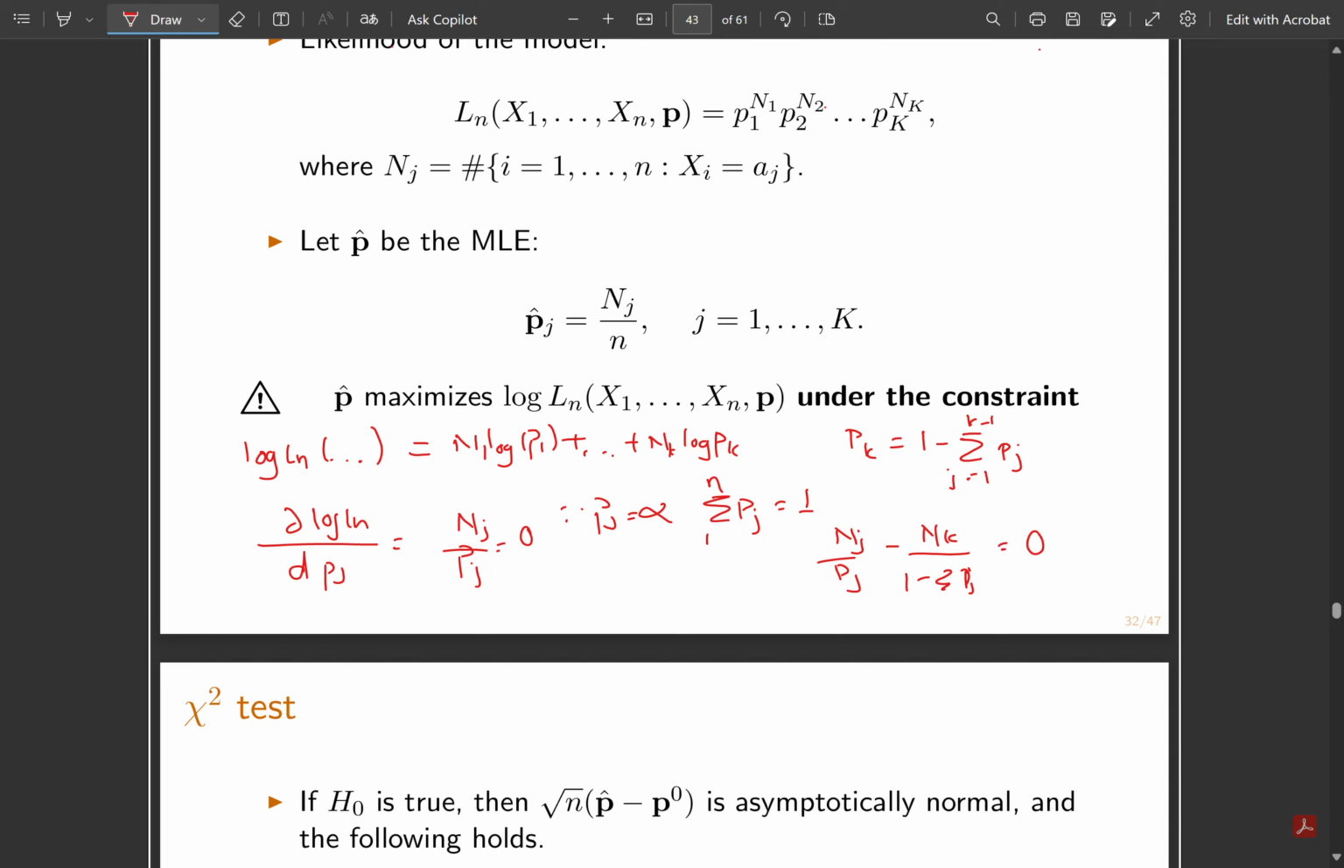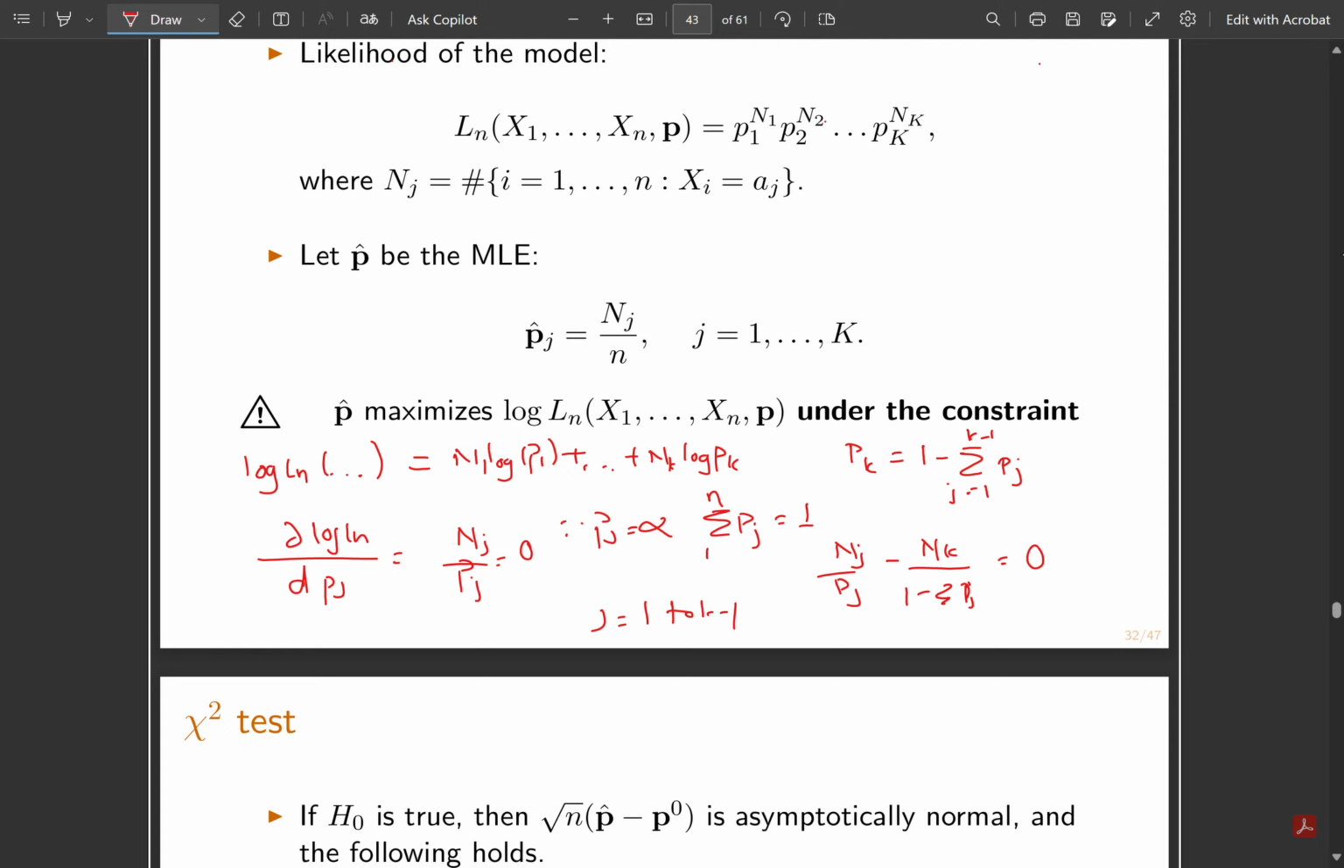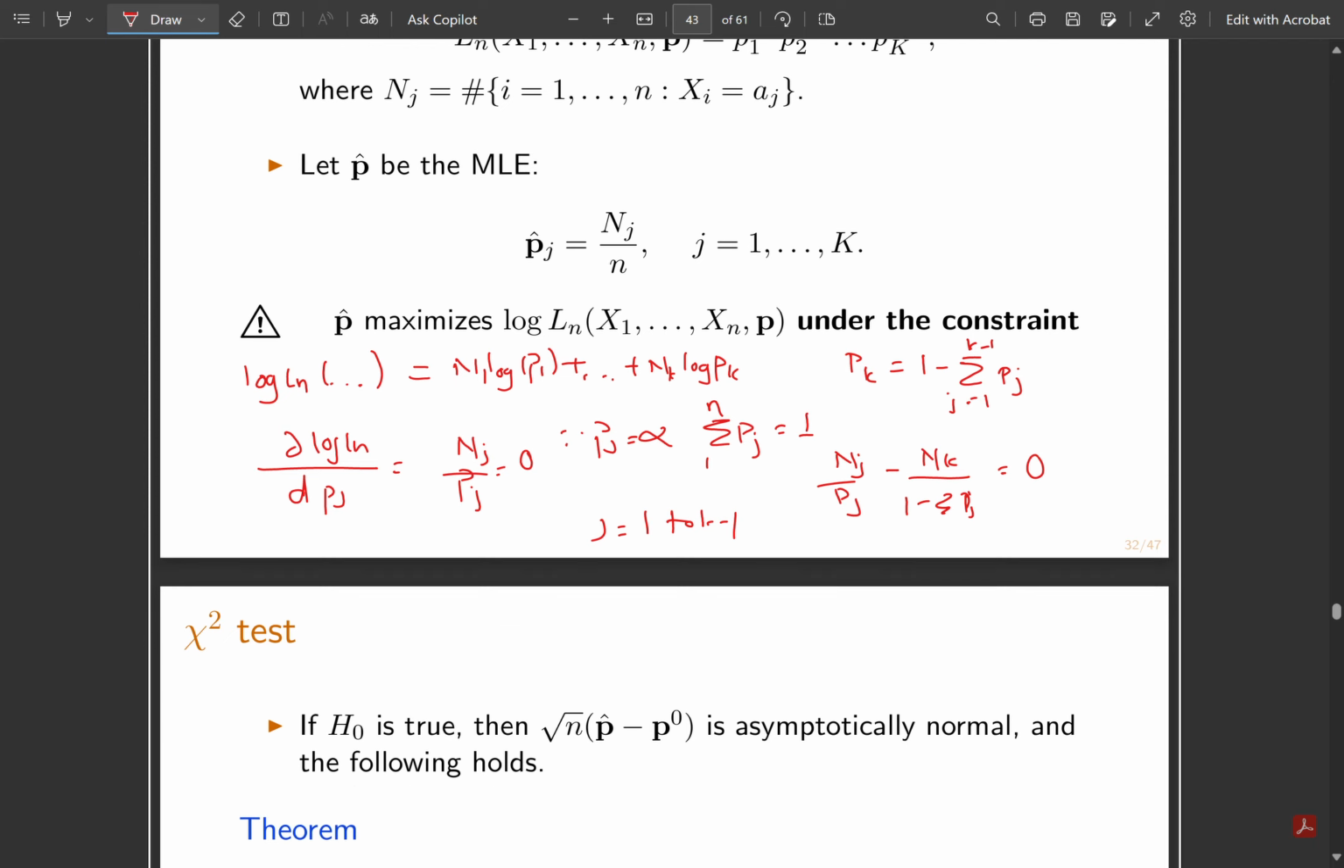Because of this, how many terms will we get? j is 1 to k minus 1, so we'll have k minus 1 equations, and this is a constant. Because of this, nj over pj will be equal to some value. Let's call it gamma for now. And when this happens, we take this equation as pj equals nj divided by gamma.